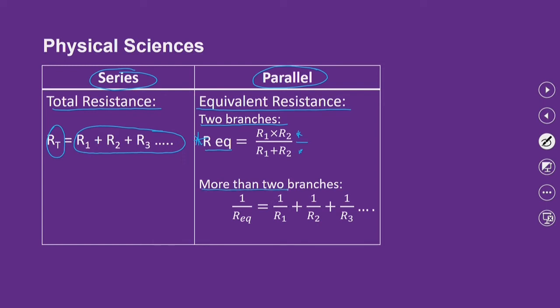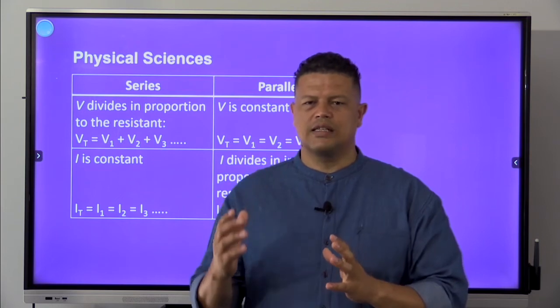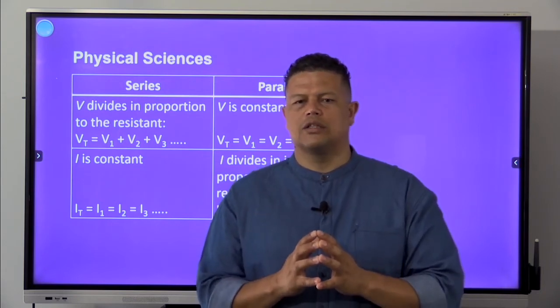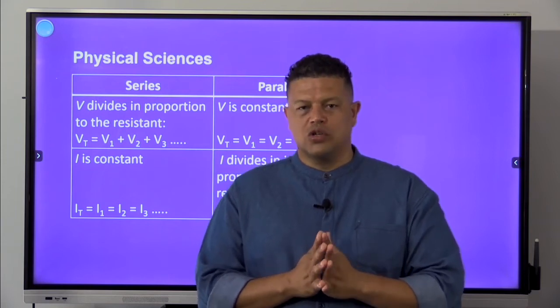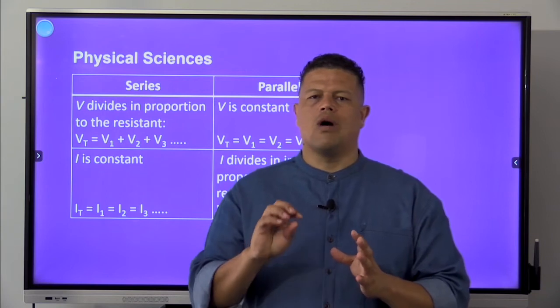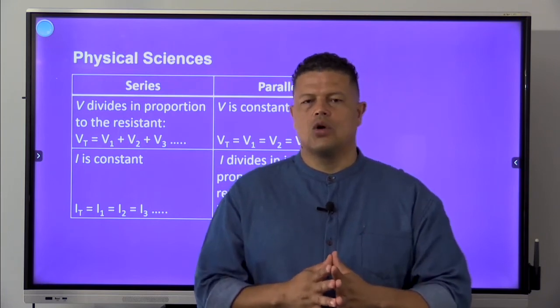When there's more than 2, we need to use the very long formula that we can see over there, and we need to look for the lowest common denominator. Don't forget, to get R equivalent, we need to take it to the top. We need to invert in our calculation. So in summary, if we've got a series circuit, potential difference of the different resistors will be divided. That means if we add all of them together, we should get the potential difference across the battery. Also with series, the current remains constant. Whether you take the current after resistor 1 or after resistor 3, the current will remain constant.